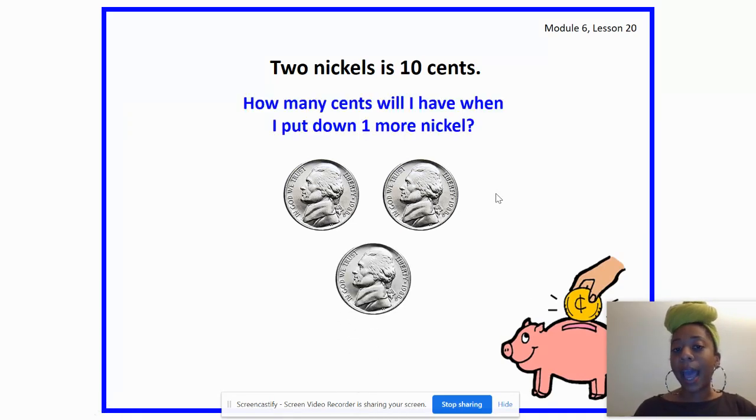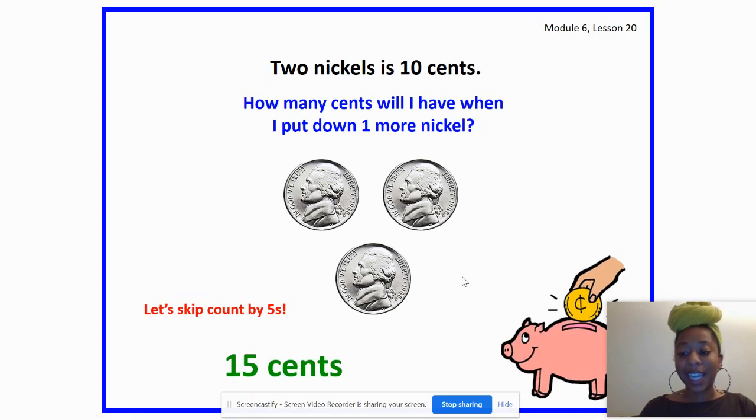How many cents will I have when I put one more nickel? Let's count by fives again. 5, 10, 15. How much money is that? 15 cents. Good job. We have 15 cents.